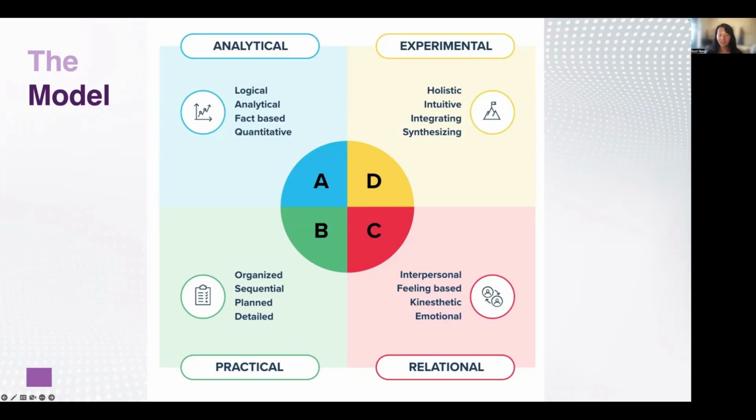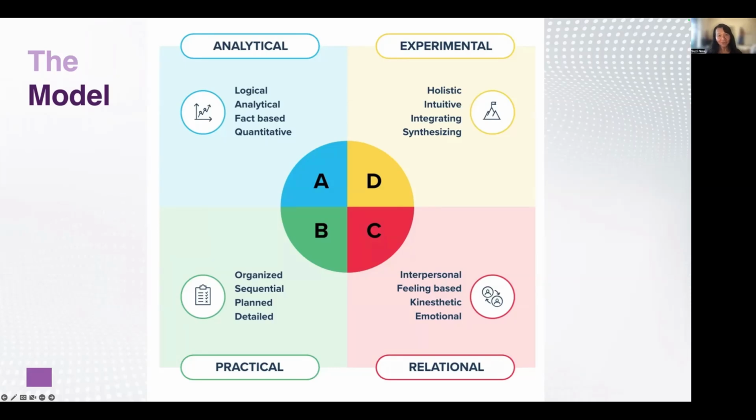And then in the red, there's the relational thinker. They're big on their interpersonal skills. They are feeling-based, they might be a bit more touchy-feely and can be emotional. And then in the yellow quadrant is the experimental thinker, someone who's holistic, thinks big picture, has a bit of a gut feeling, and is sometimes intuitive. They can integrate and synthesize information. Sometimes they might pull a concept from somewhere and you'll be thinking, oh, where did that come from?